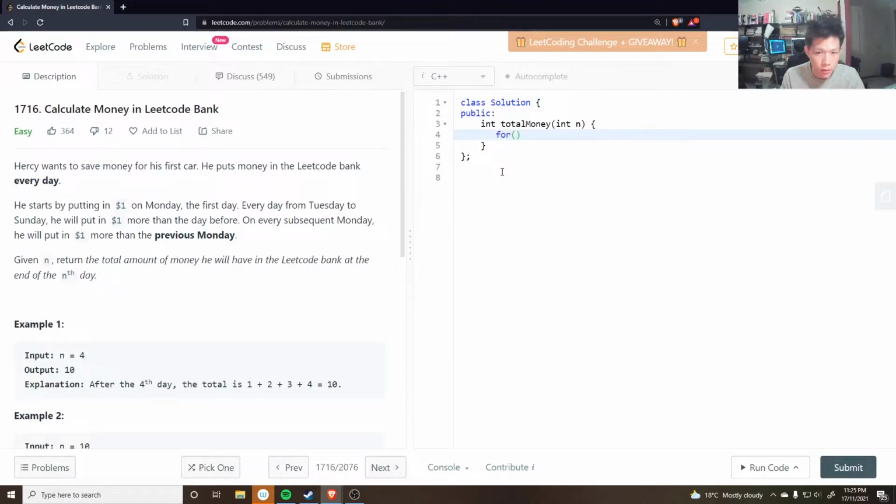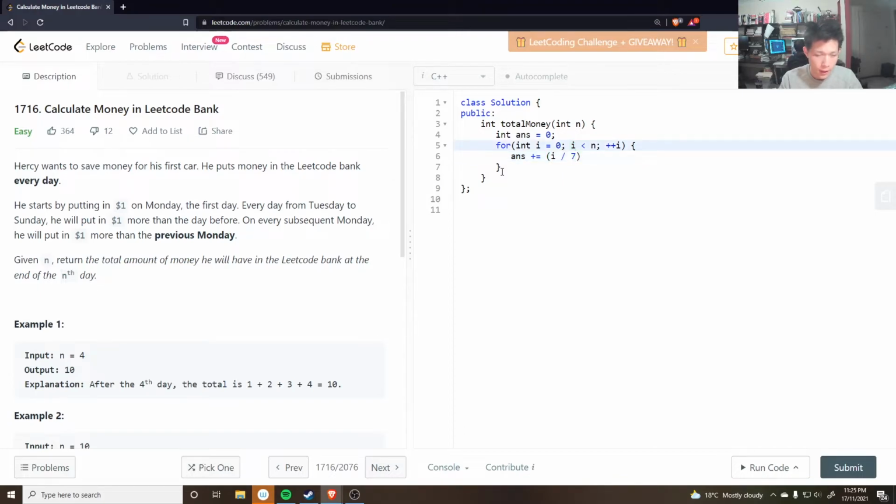which means we have to go through each of the days, starting from 0 all the way up to n, i plus plus, and then go through each and accumulate an answer. So answer plus equals to something. So I need to know what the current week is. The week would be given by i divided by 7.